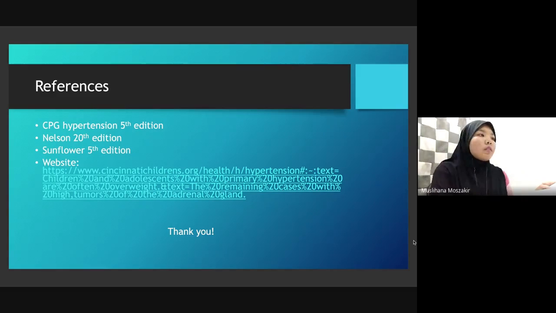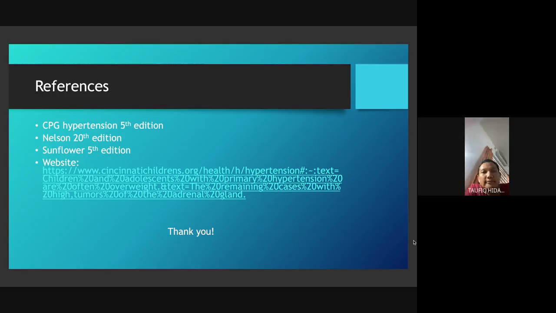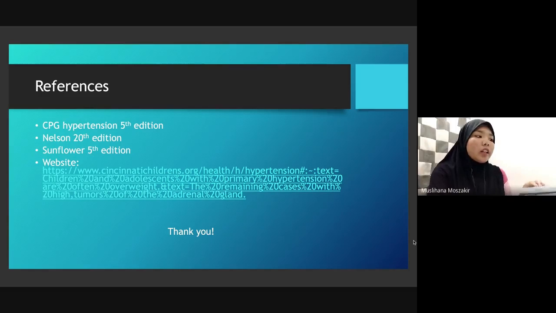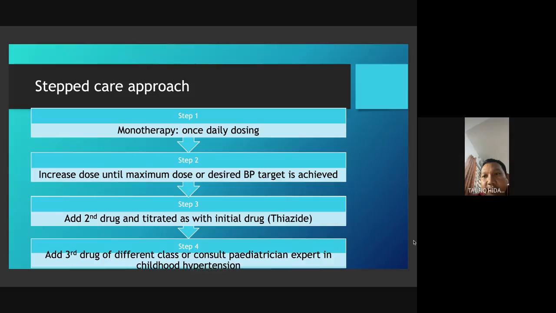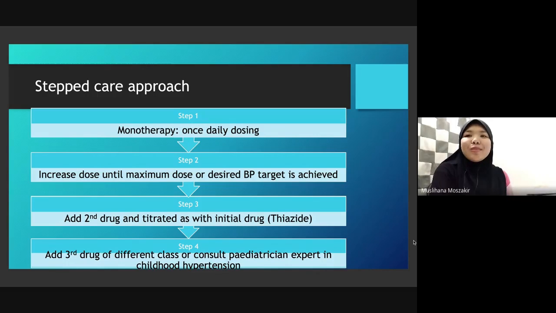Alright. The CPG is the adult CPG, right? The 5th edition. It is for adults but has a few pages for children. So actually the first thing to do for hypertension is to use a table or BP chart. Was that included just now? The BP chart was not included.